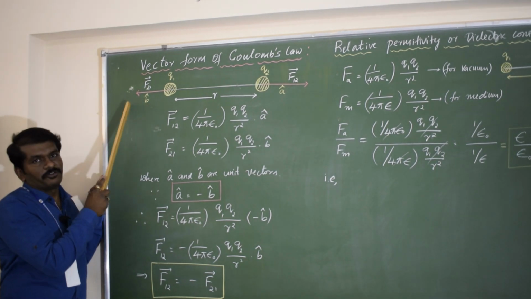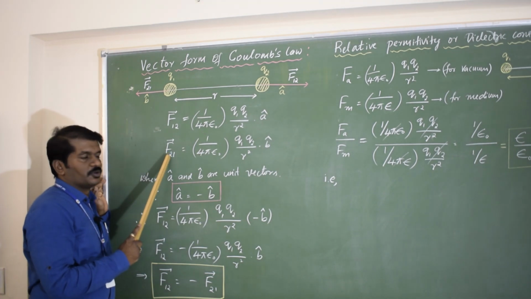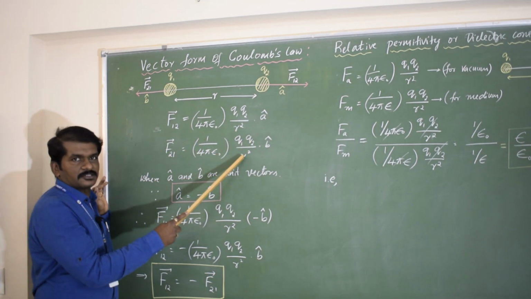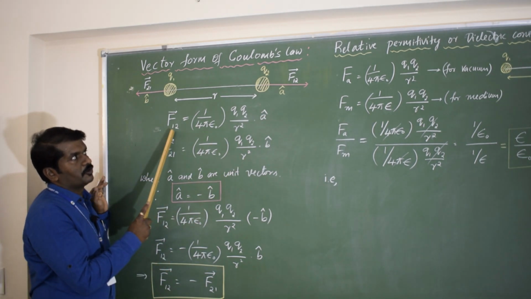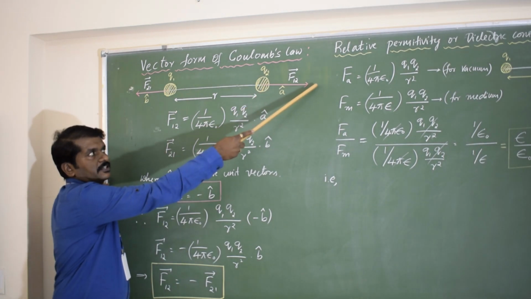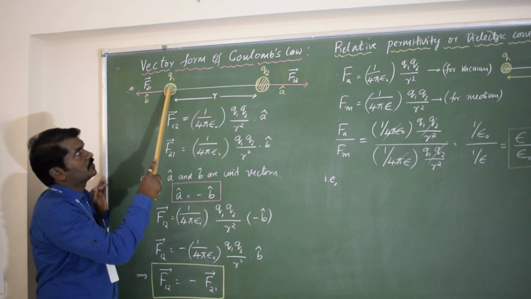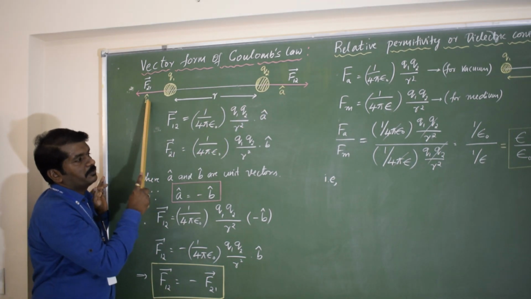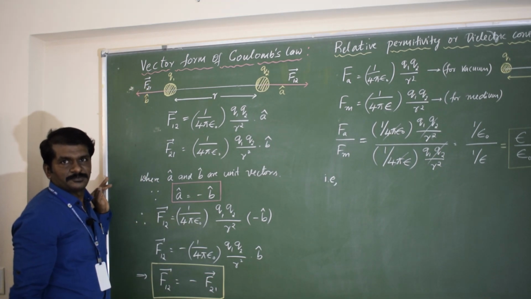Let B cap be the unit vector along F21. The equation is given by F21 is equal to 1 by 4 pi epsilon naught Q1 Q2 divided by R square into B cap. See, observe these two expressions. F12 is the force exerted by Q1 on Q2 along this direction. F21 is the force exerted by Q2 on Q1 along this direction, where A cap and B cap are the unit vectors along F12 and F21 respectively.